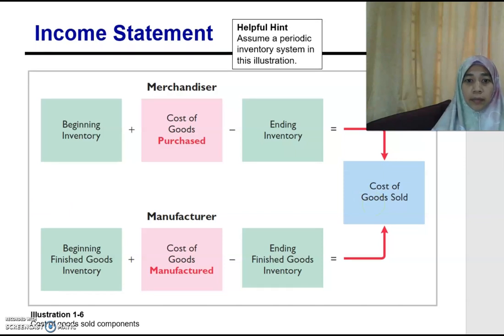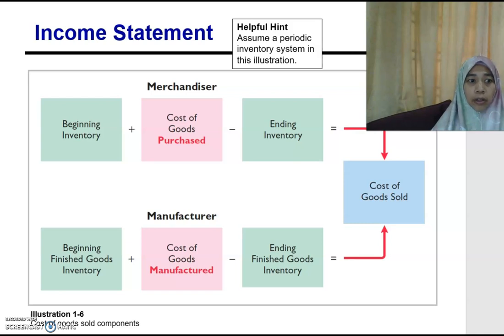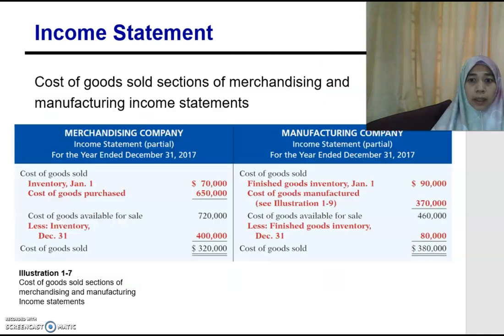Okay, next, how do you prepare your income statement? To prepare your income statement, if you are a merchandising company, then that will be your cost of goods sold. That will be your opening inventory, which you see at the 1st January, and then your cost of goods purchased. And then you have the cost of goods available for sale, and then less your ending inventory. So you will arrive at your cost of goods sold.